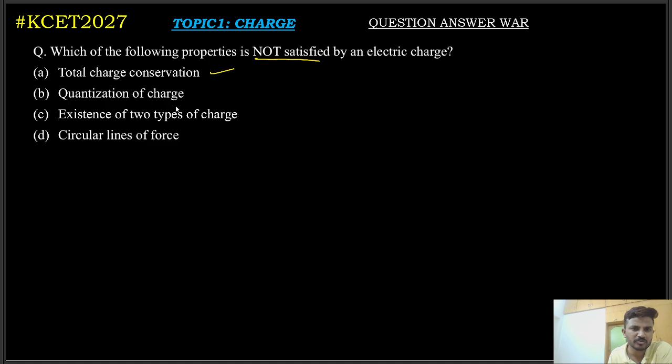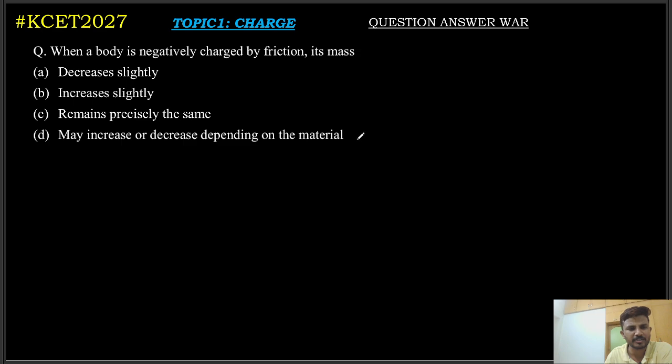Next we have, which of the following is not satisfied by the electric charge? Total charge is conserved, correct. Quantization of charge, correct. Existence of two types of charge, plus and minus, correct. But circular lines of force not possible, because electric field lines do not form closed loops. Okay, we'll discuss that in the concept of electric field later. So that's why option D is the correct answer here, because they have asked for the not correct option.